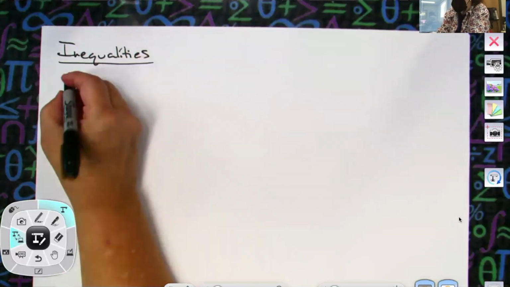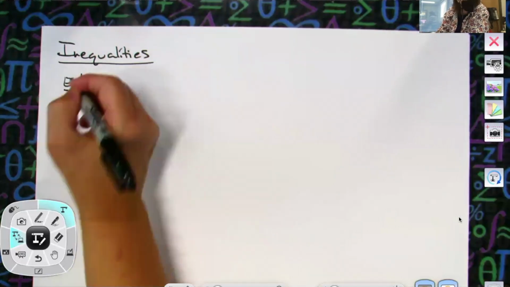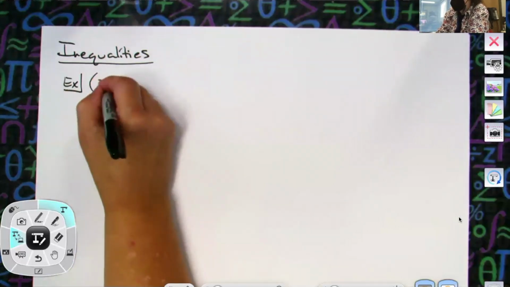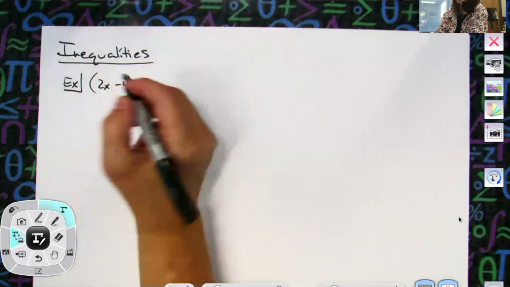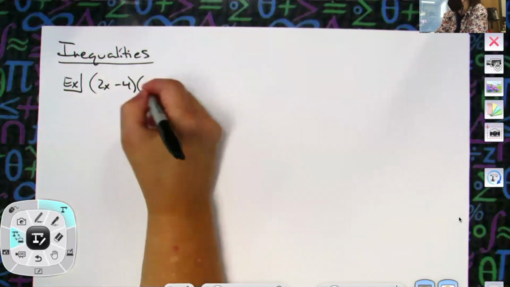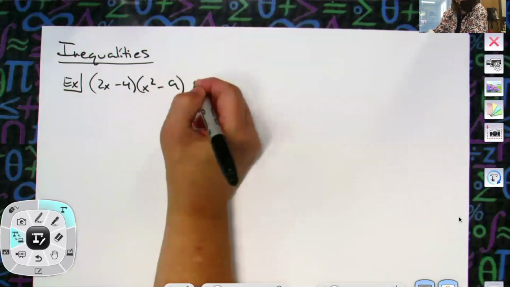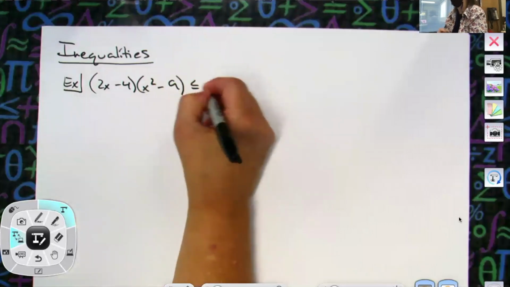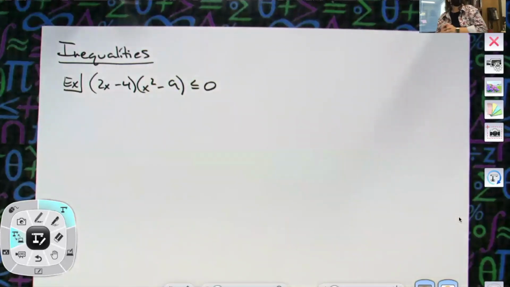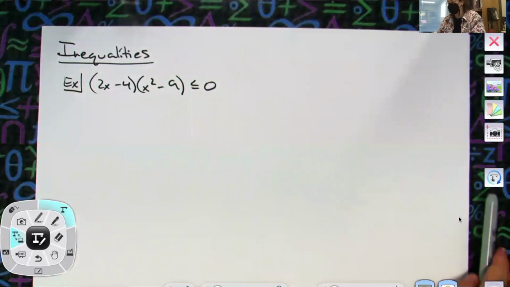Let's say you've got 2x minus 4 times x squared minus 9, and that's less than or equal to 0. So we've got an inequality here, and we need to solve it. The answer is going to be in interval notation. If you remember how we approached this last year.